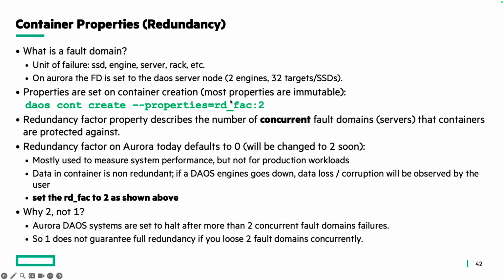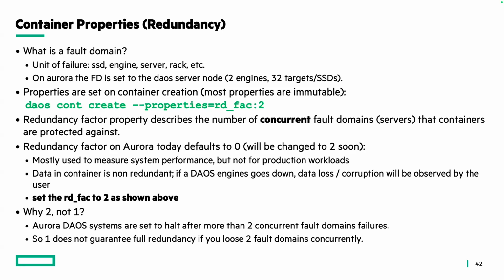And what does this mean? It allows your container to survive 2 concurrent fault domain failures. Not just 2 failures, but 2 concurrent failures. So if something happens on 2 server nodes, rebuild will kick in, your data will be rebuilt on 2 different fault domains, and you will survive. Your container will survive that failure without data loss.